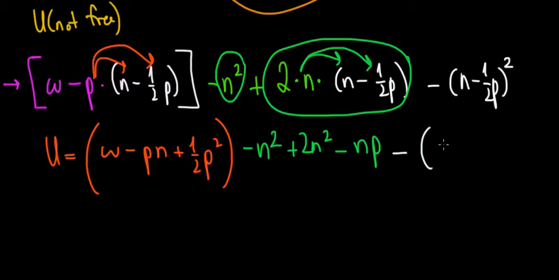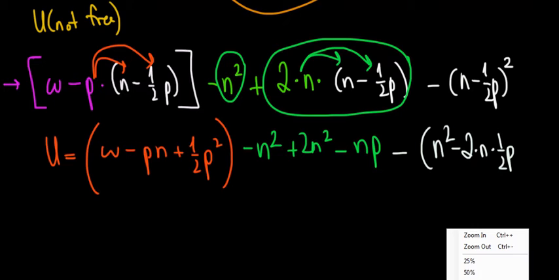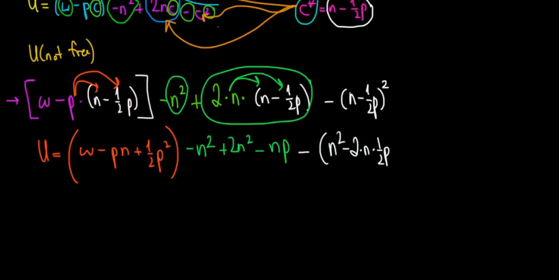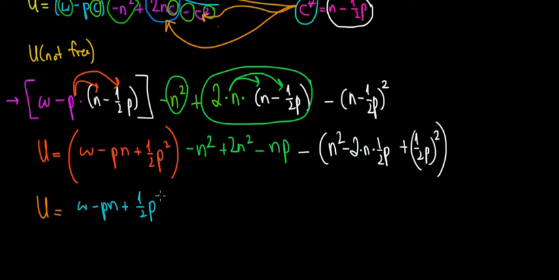And let's open the brackets over there to see what we have. We have minus n minus a half p to the power of 2. That becomes n to the power of 2, minus 2 times n times a half p, right? 2 times each term, that's just the mathematical property of this thing, plus 1 over 2p to the power of 2. Close that bracket. Let's keep solving. We can open the brackets over here so that we have the utility function equal to w minus pn plus 1 over 2 p squared minus n squared plus 2n squared.